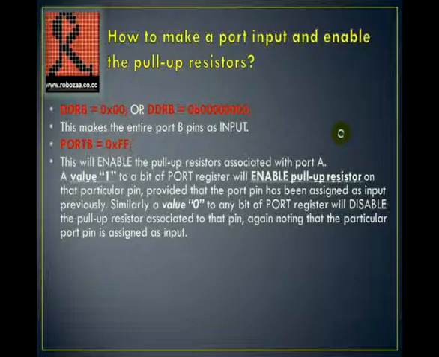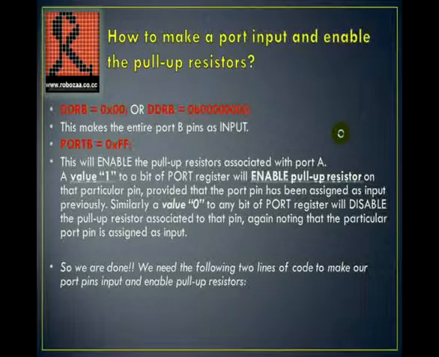Notice that since we made port B an input port, the PORT register will enable us to choose between enabling and disabling the pull-up resistor. If we give it a value of 1, it will enable the pull-up resistor, otherwise if we give it a value of 0, it will disable it. That's it, we're done. We have two lines of code to make our port input and enable the pull-up resistor.